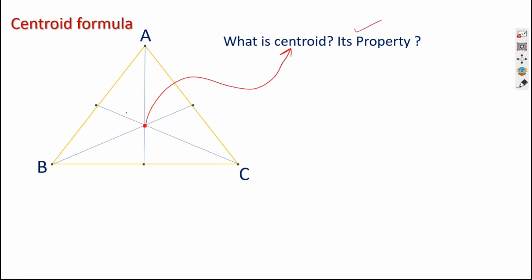What is its property? The property is that if you take the segments AD, BE or CF, each will be divided in the ratio 2:1. The ratio is not equal. The segment connecting a vertex to the midpoint of the opposite side is divided by the centroid in the ratio 2:1. So for a centroid, the ratio is 2:1. Okay, understood? This is what you should remember.